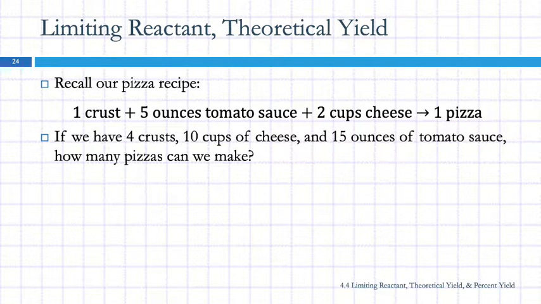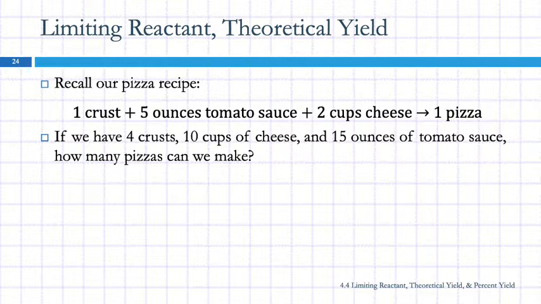Yeah, so there's 4 crusts, so we could make 4 pizzas from 4 crusts, right? But there's 15 ounces of tomato sauce, and how many pizzas can we make with that? 3. Only 3. So could we make the 4th pizza? No, it wouldn't have any sauce, right? And then there's enough cheese to make 5 pizzas, but we don't have enough of the other things.